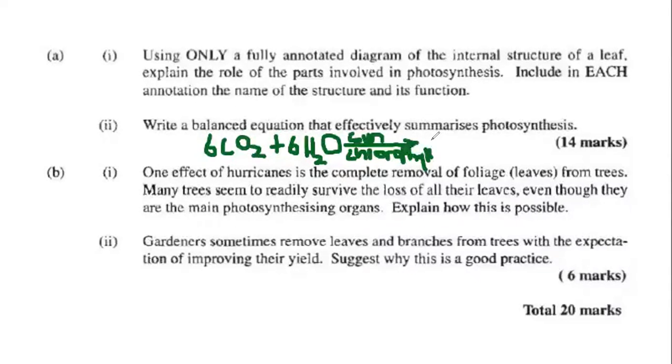All right. And it gives us what? What are our products? 6 O2, C6H12O6, glucose, and water. All right. So this is oxygen, chemical... H12, O6. Beautiful. That's glucose. And plus 6 O2.